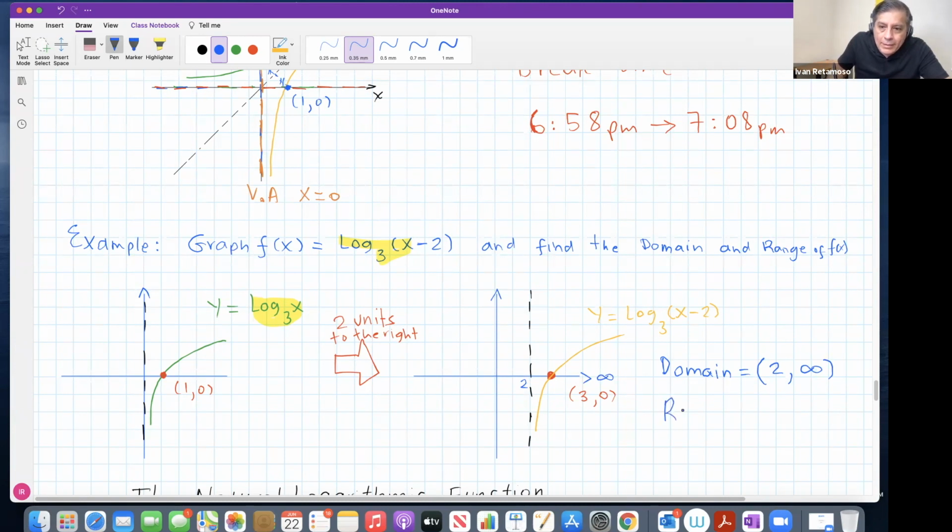Now, what about the range? Can you guys figure out the range? What should be the range? Notice that this graph increases to the right forever, and also decreases down forever. So hint: here, infinity. Here on the bottom, negative infinity. So what should be the range?